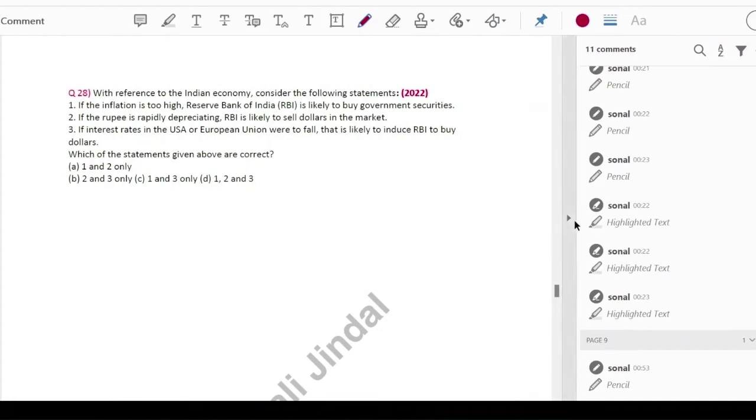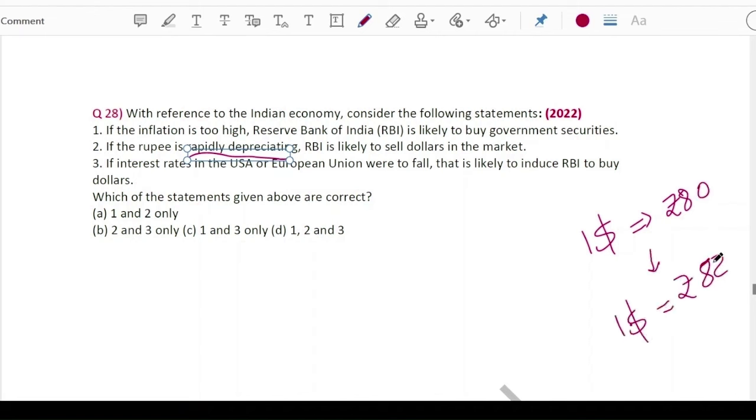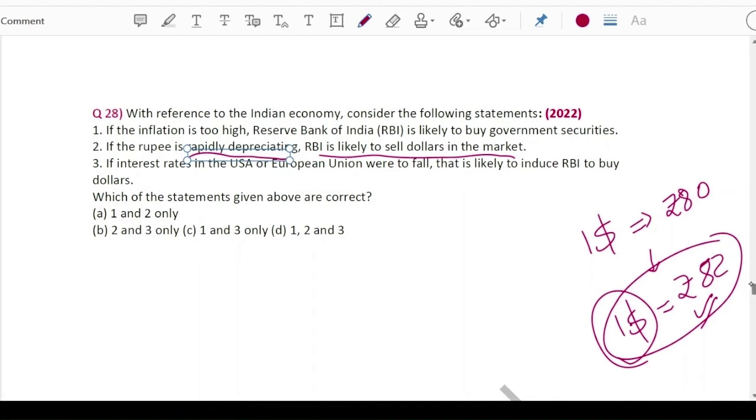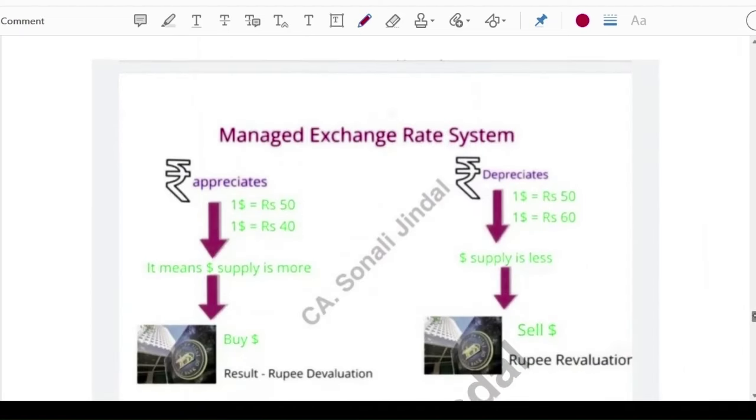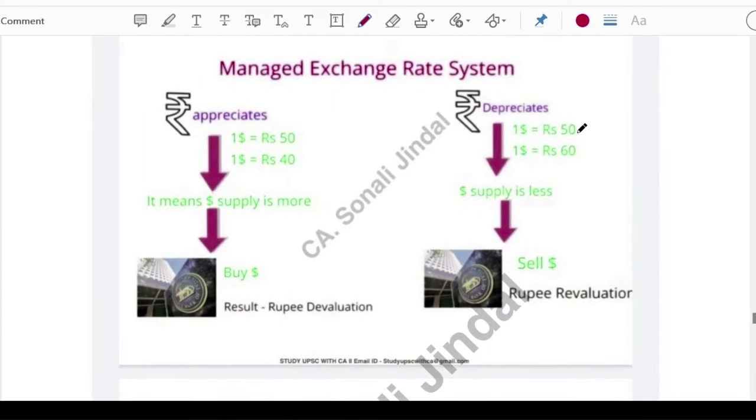In this second statement it says, if the rupee is rapidly depreciating, what does it mean? Pehle dollar agar 80 rupees ka tha, now wahi dollar agar 82 rupees ka ho gaya. Matlab zyada rupee chahiye to buy dollar. Now let's understand with the example we discussed in the last lecture. Here, pehle dollar 50 rupees ka tha aur ab agar dollar 60 rupees ka ho gaya. Iska kya matlab hai? Dollar ki supply kam hai.